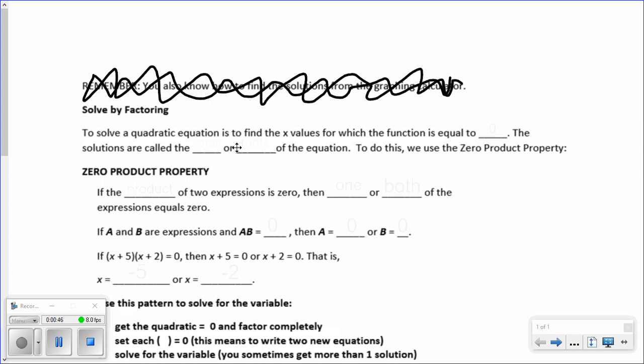To solve a quadratic equation is to find the x values for which the function is equal to 0. There's the 0. The reason we set the equation equal to 0 is because when we're looking for solutions, we are actually looking for the zeros of the function, the x-intercepts. And the x-intercepts are some x value where y is 0. So we always change the y to a 0 so that way we can solve for that.